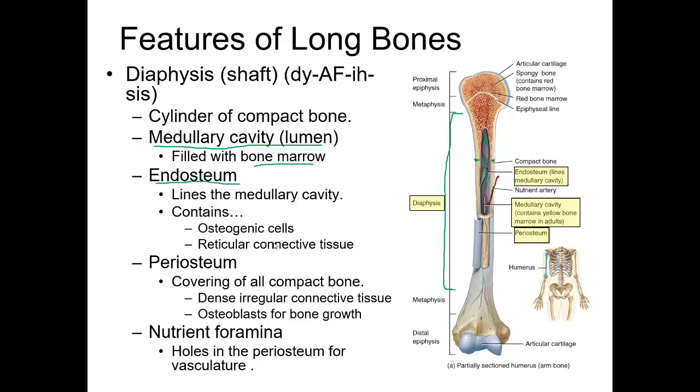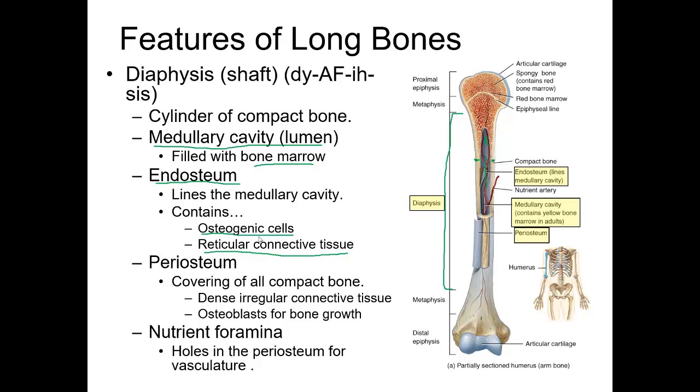Now this endosteum is made up of reticular connective tissue. Flashback to the tissues chapter. Everybody should know what reticular connective tissue is. So endosteum is made up of reticular connective tissue, and it is made up of stem cells called osteogenic cells. Anytime you see the name of a cell that has genic in it, you gotta know that it's some kind of a stem cell. So let's recap so far.